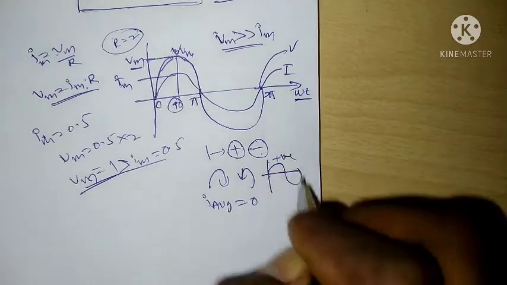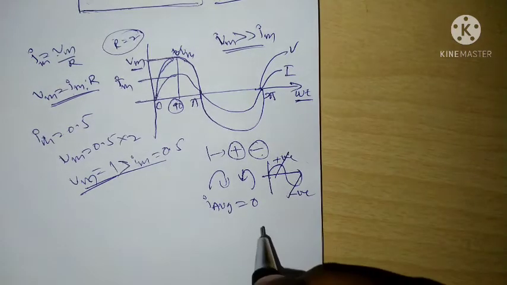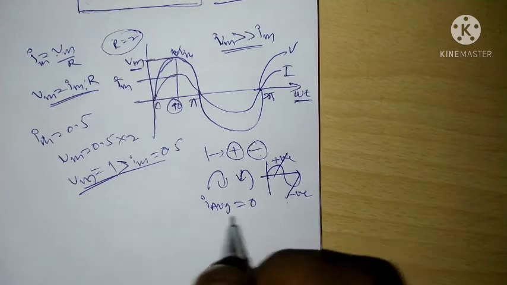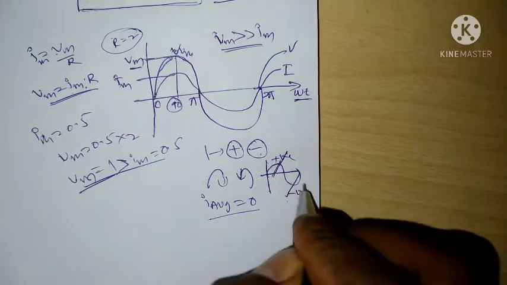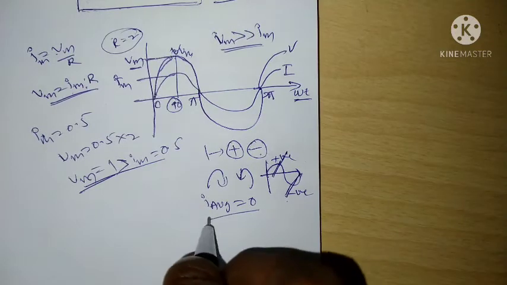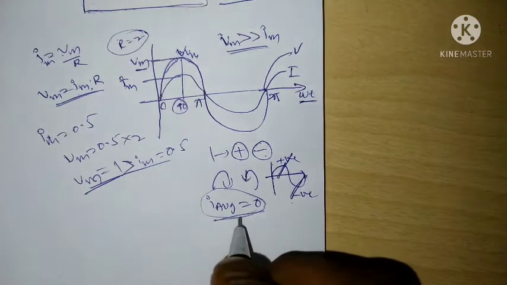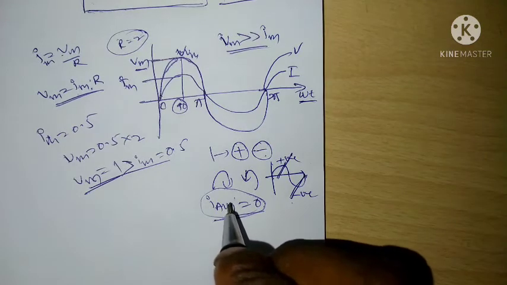The positive cycle and the negative cycle will be cancelled, but that is theoretical current. The I average is 0; the positive cycle and negative cycle cancel. Okay, the I average is 0. It is theoretical, but it was proved experimentally and theoretically in the last lecture.